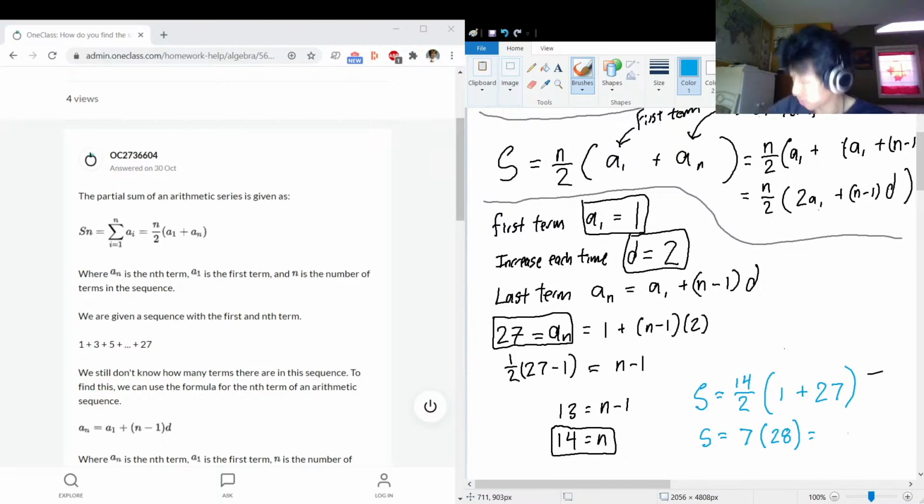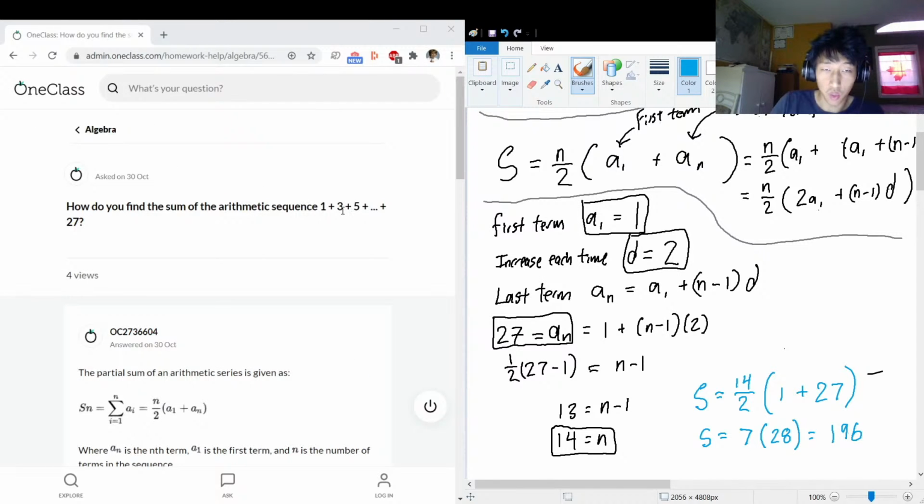let me pull out my calculator, because my mental math is not the sharpest in the shed, but we found the answer to be 196. Awesome. So the sum of the sequence 1, 3, 5, 7, all the way up to 27, counting by 2, the sum of all that, 196.